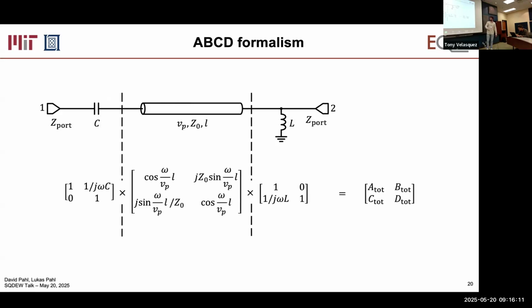And then you just multiply them together, and I won't show it explicitly here, but you get some full ABCD matrix. And then you just use that formula for S21, and you maybe simulate for different values of the frequency, and you're done. You got your transmission spectrum.